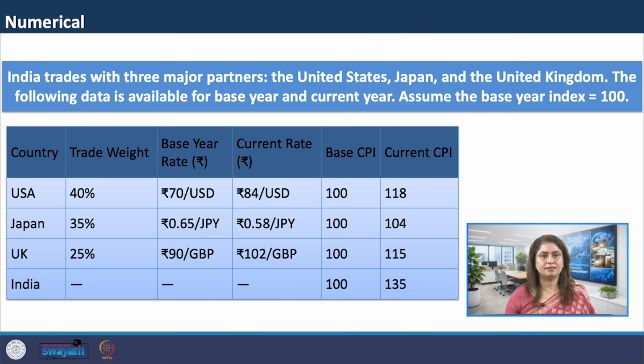Now let us first understand the question. India is trading with three major partners, the United States, Japan and the United Kingdom. The following data is available for the base year and current year, and we assume that base year index is equal to 100. So, we have been given the trading partner, that is the country, the trade weights and the base year rate along with the current rate, base CPI and the current CPI of each and every country.